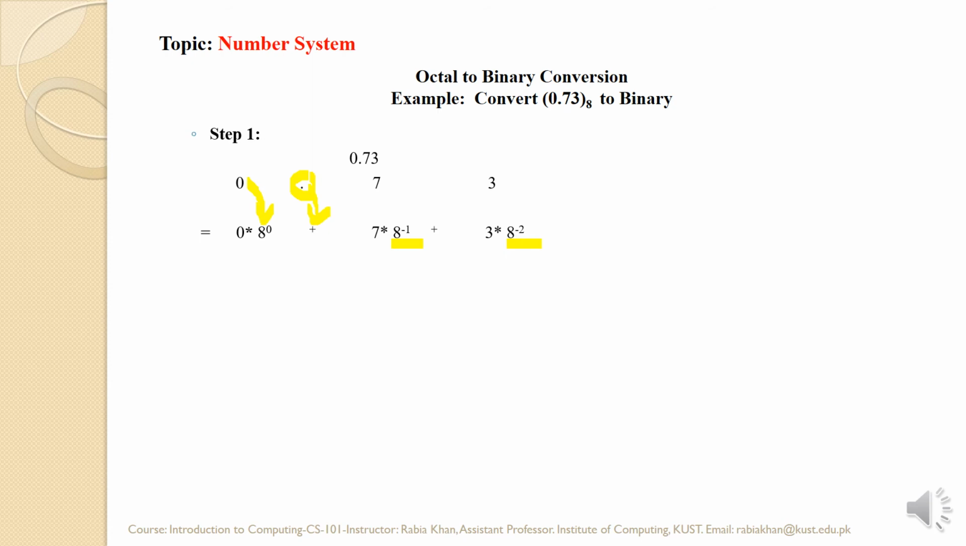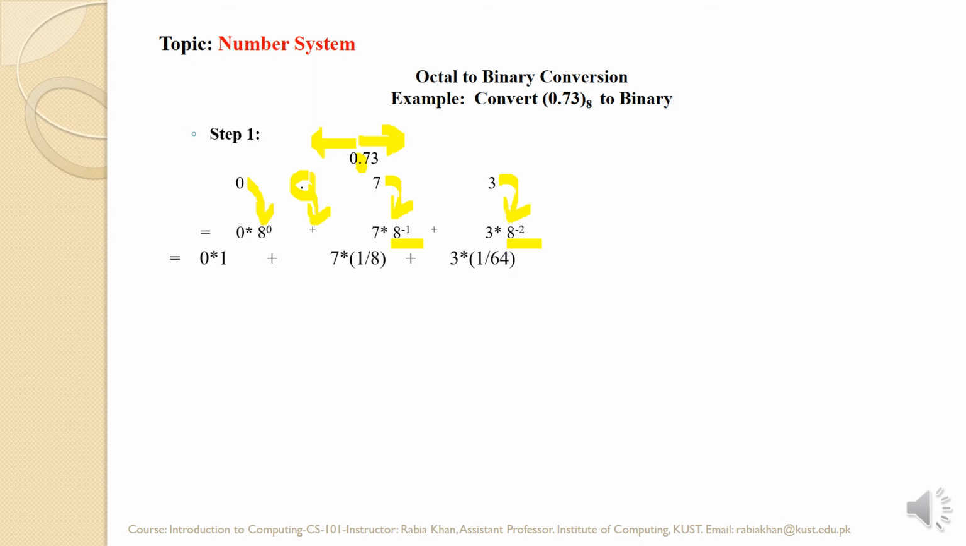The first digit in the fractional part is 7. It is multiplied by 8, and the power of 8, as you can see, is -1. The next digit is 3. It is multiplied by 8, and the power of 8 is -2. So the multiplication process for the fractional part goes from left to right, and for the integer part it goes from right to left. Or simply, you can start the multiplication process right from the decimal point. One part leads you towards the right to left, and the other part leads you from left to right.